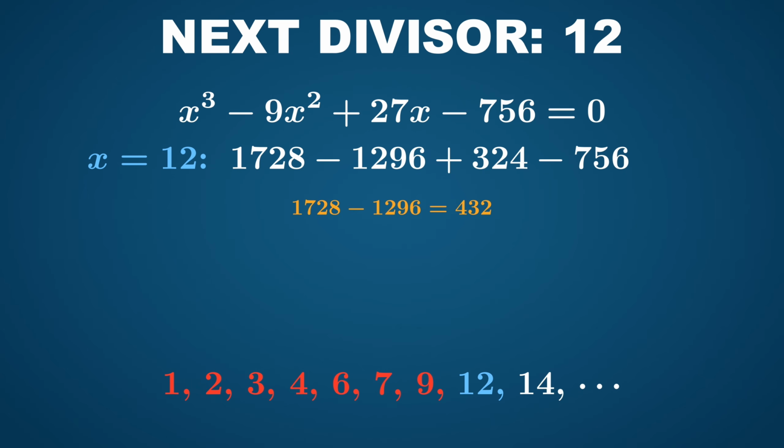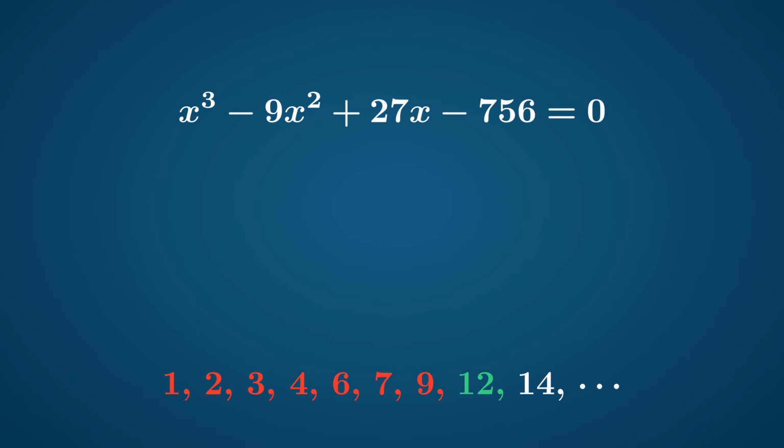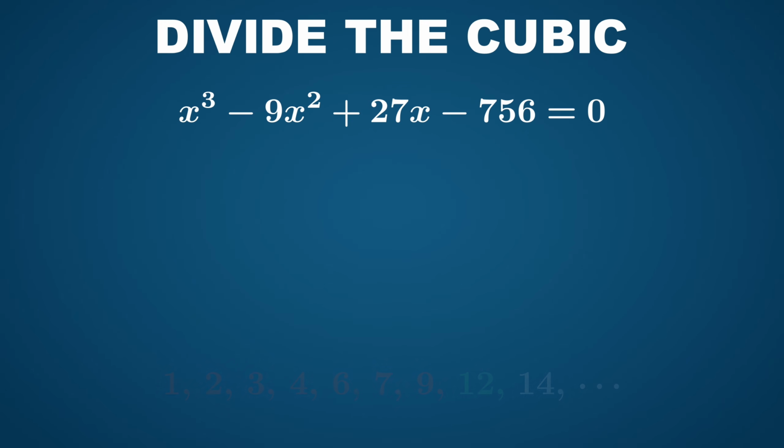First, 1728 minus 1296 leaves exactly 432 behind. Adding 324 to that 432 raises the total to 756. Then 756 minus 756 collapses all the way down to 0. The cubic vanishes at x equals 12, so 12 is a root. Since 12 is a root, x minus 12 divides the cubic evenly. We divide to find the other factor of the polynomial.